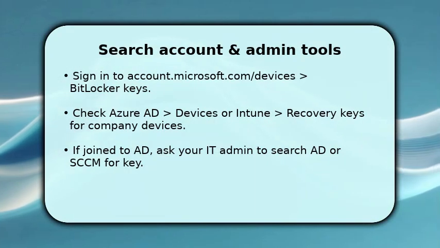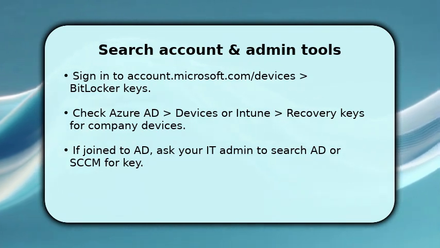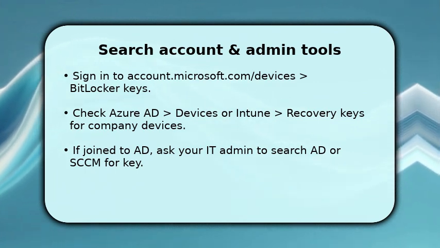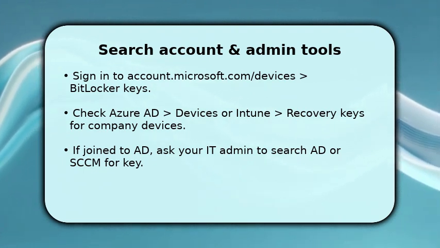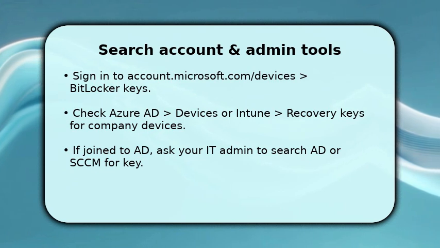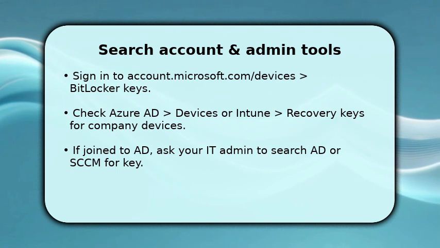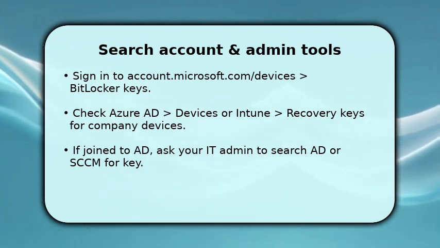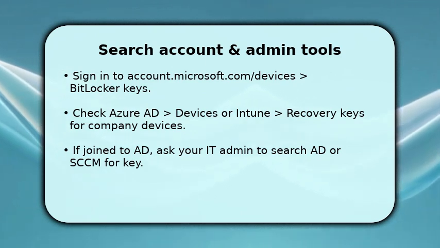Next, go look up keys where they are typically backed up. For personal devices, sign into your Microsoft account and check the BitLocker keys under Devices. Match the recovery key ID. For work devices, use Azure AD or Intune Portal and search devices by ID, or escalate to your IT admin who can query Active Directory or SCCM. If you find a matching key, copy it precisely. Make sure to keep the device offline until you have the key to avoid extra lock actions.